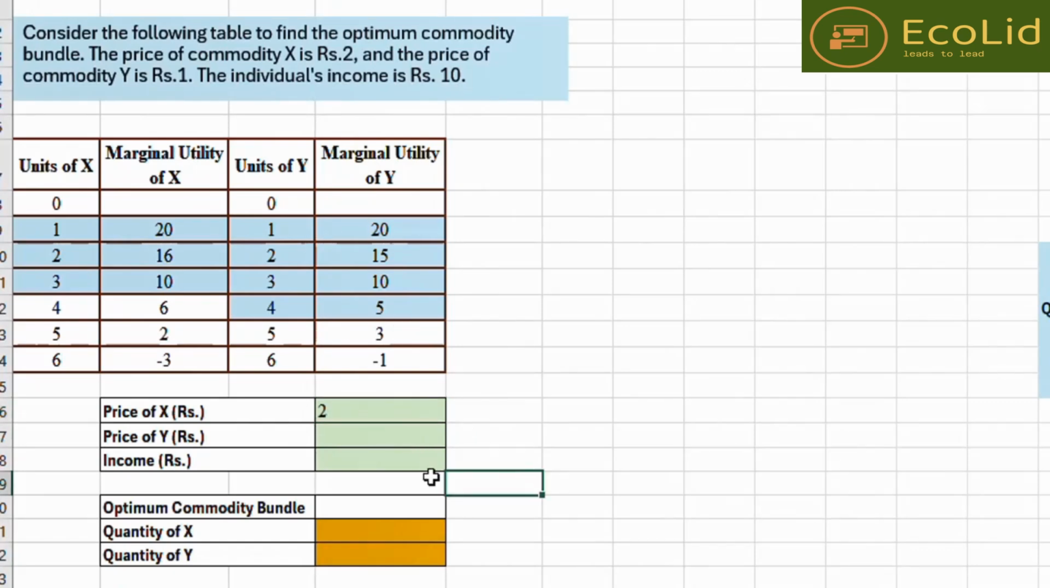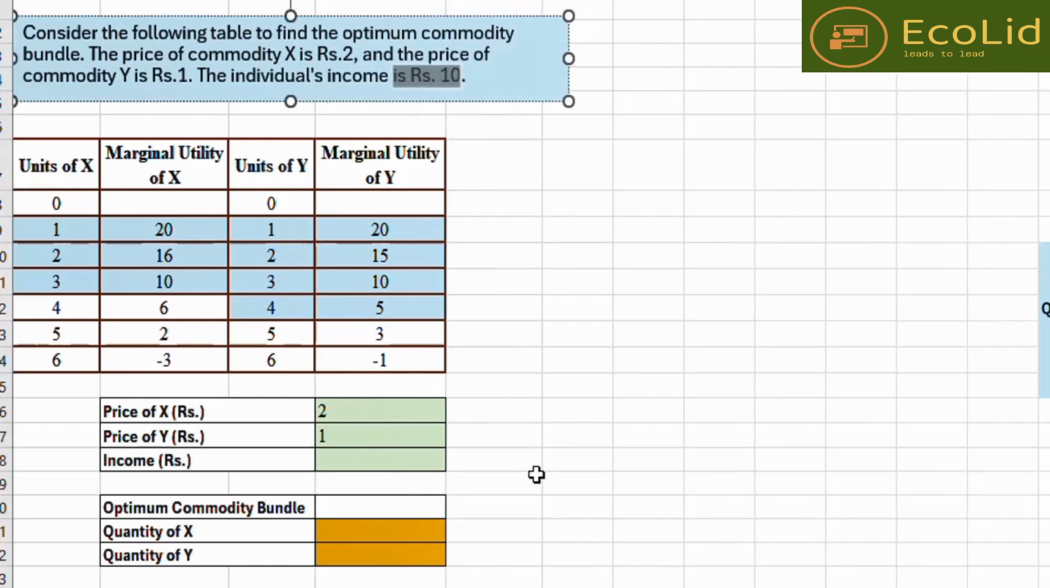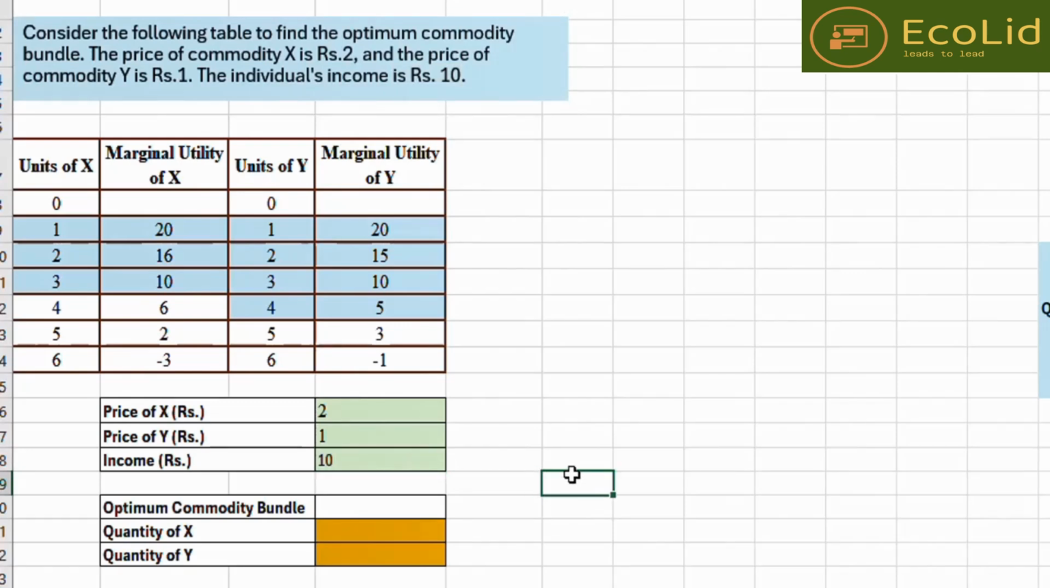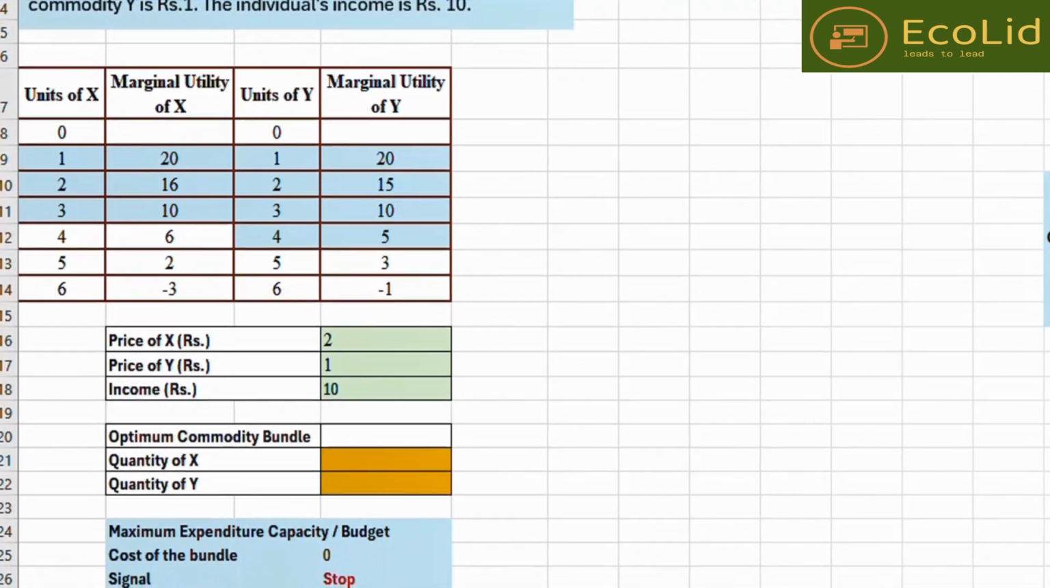And what is the price of Y? Price of Y is 1. So we will write here in this column 1. What is the income of that individual? Income of that individual is rupees 10. So we will write here 10. Now here we need to find out the quantity of X and quantity of Y that the consumer will decide to purchase. So let us move to the next components.